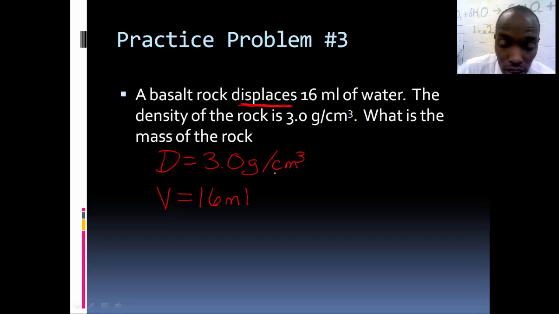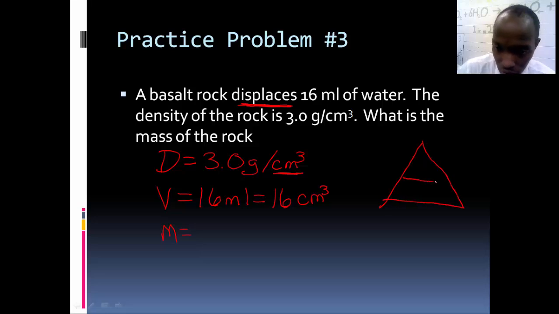We want to get into the same unit. So 16 milliliters is the same thing as saying 16 cubic centimeters. And that's what we want to stick with, make sure our units are matching up. So 16 cubic centimeters. Alright, and we're trying to find out the mass. Well, if we go back to our density triangle, mass here, volume here, density here.